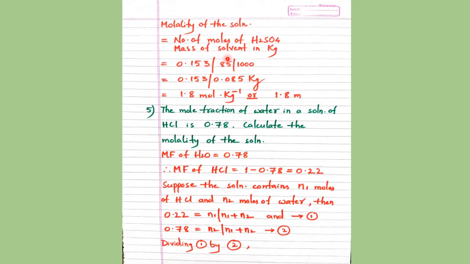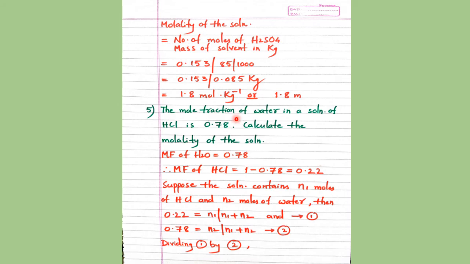Now, the mass of solvent in kilogram. Here, what is the mass of the solvent, the water? It is 85 gram. You make it kilogram by dividing by 1000. So molality equals the number of moles by the mass of solvent in kilogram. After simplification, the answer is 1.8 m, small m, or mole per kilogram.